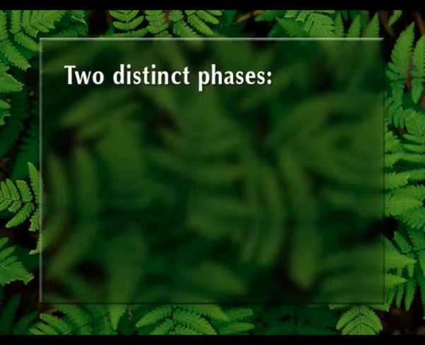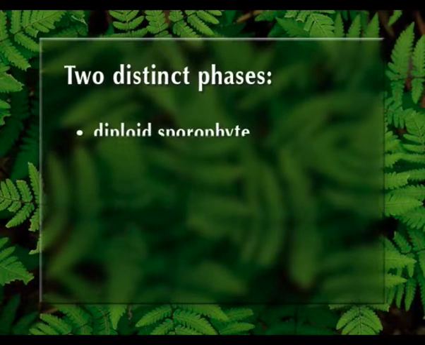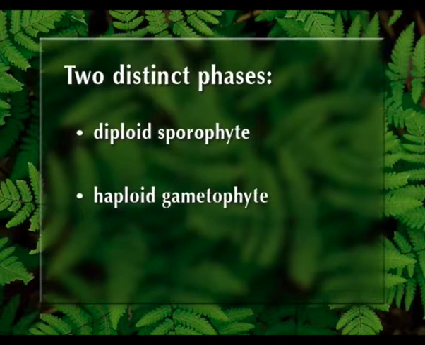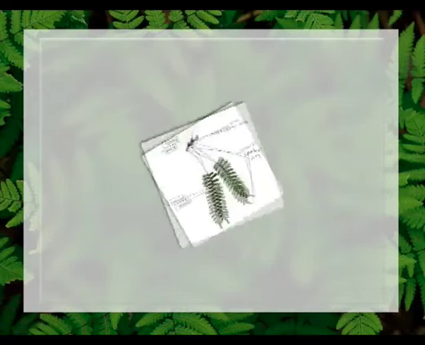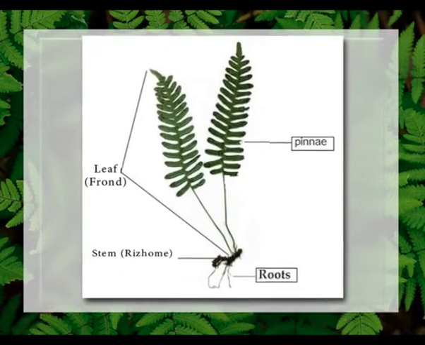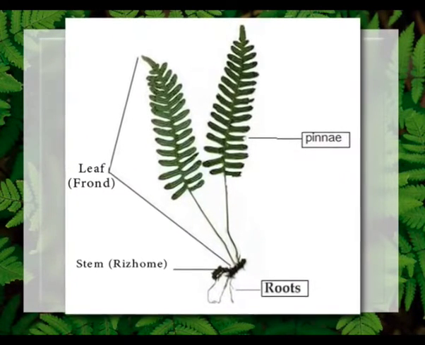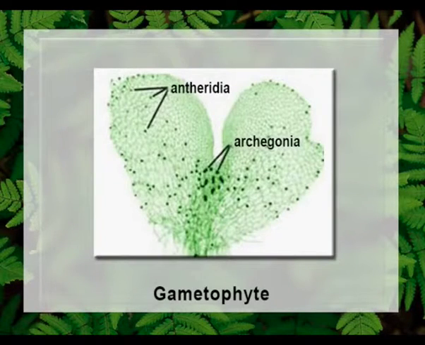In pteridophytes, the plant body comprises two distinct phases. Number one, the diploid sporophyte, and number two, the haploid gametophyte. We will discuss first of all the diploid sporophyte. The diploid sporophyte is the dominant phase in the life cycle. The sporophyte is independent of the gametophyte.